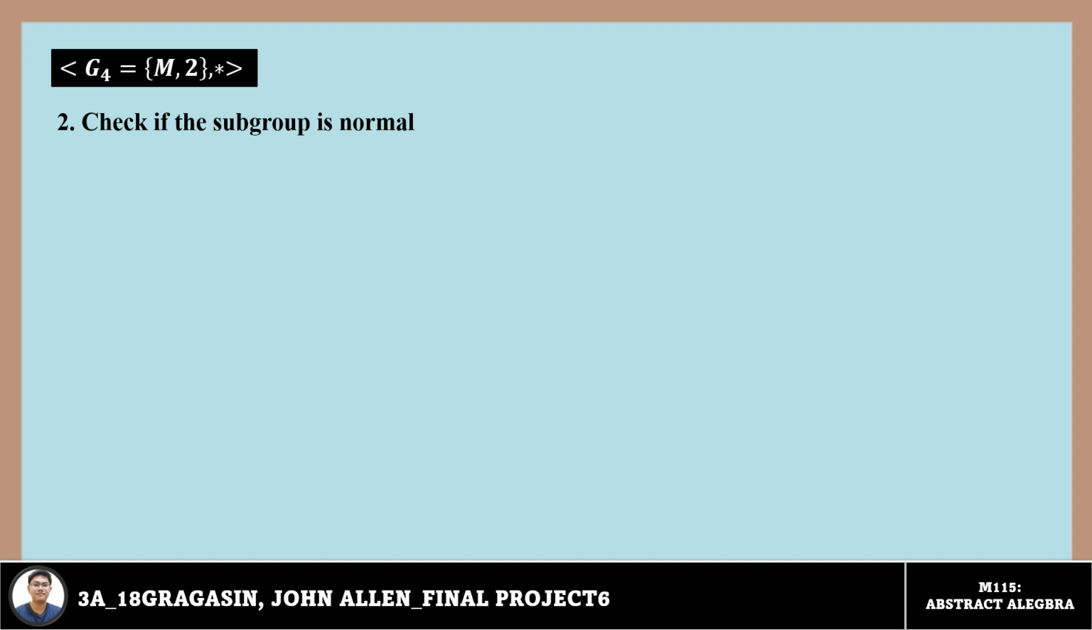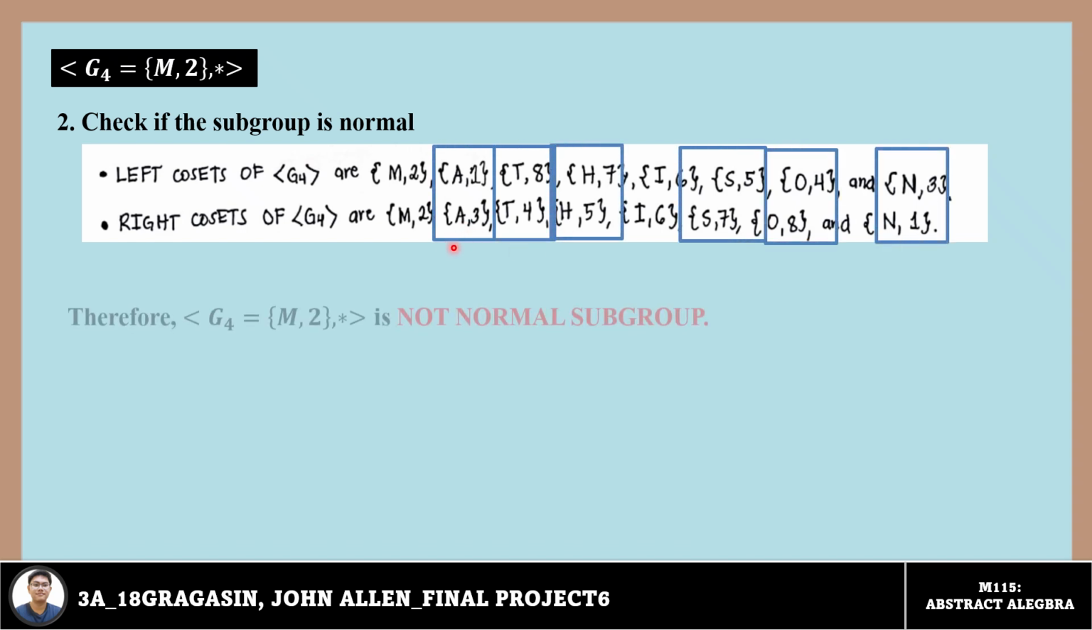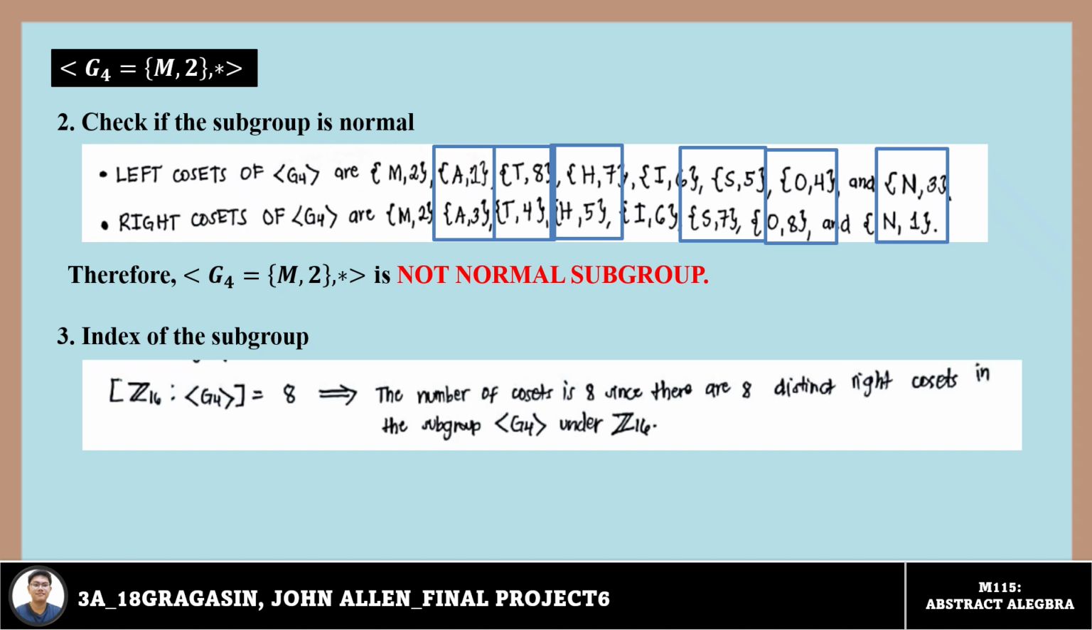Now, let's check if the subgroup is normal. So as you can see here, some of the elements in left and right cosets are not equal. Therefore, we conclude that G sub 4 with elements M and 2 under the binary operation is not a normal subgroup. And then for our index of the subgroup, we need to consider the number of the right cosets. As you can see here, 1, 2, 3, 4, 5, 6, 7, and 8. The number of our right cosets is 8. Therefore, the index of our subgroup is 8.